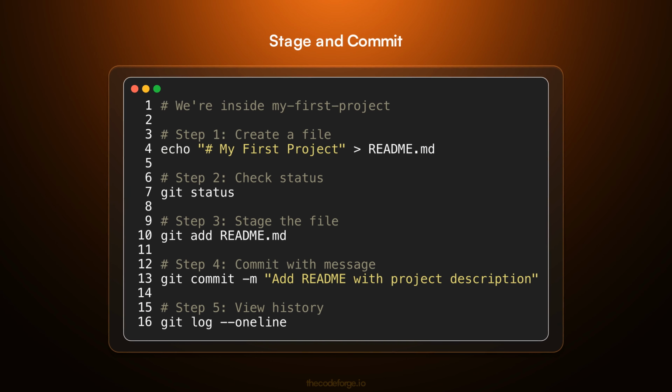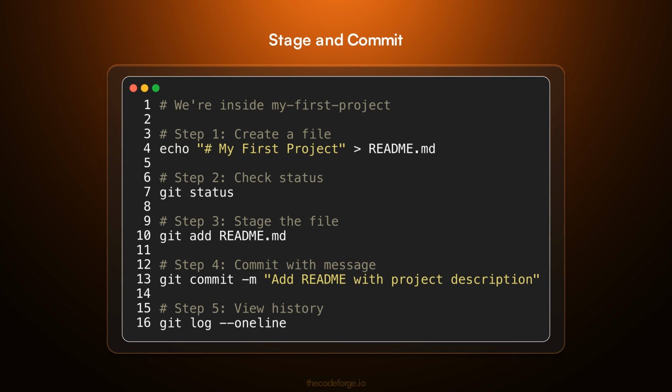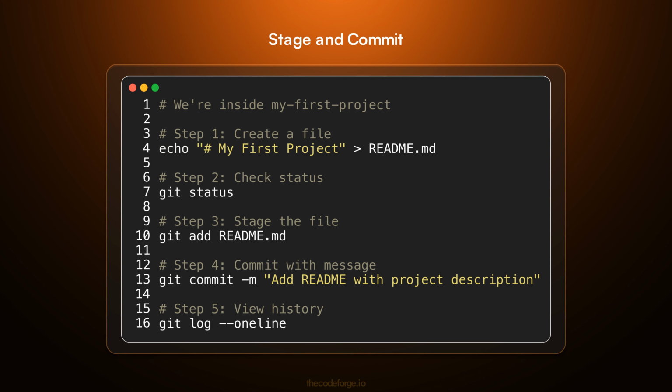Here's the staging and commit workflow in action. Create a file, check its status, stage it, commit with a descriptive message, and then view your history. The commit message should explain what and why, not just "fix stuff."